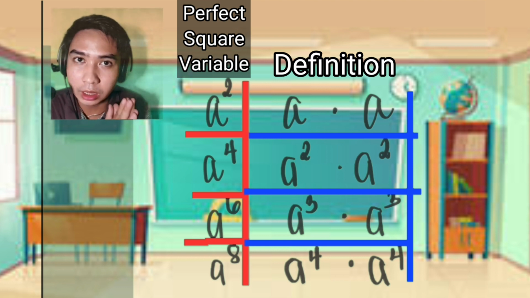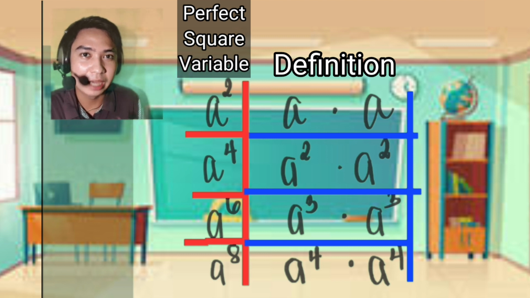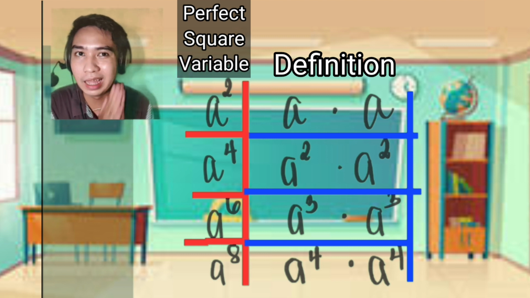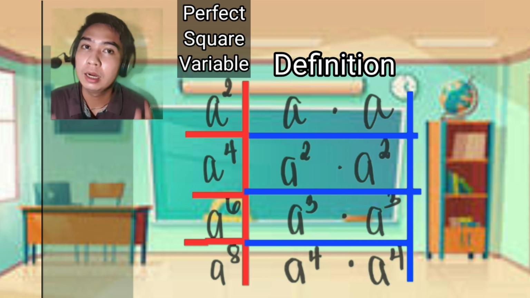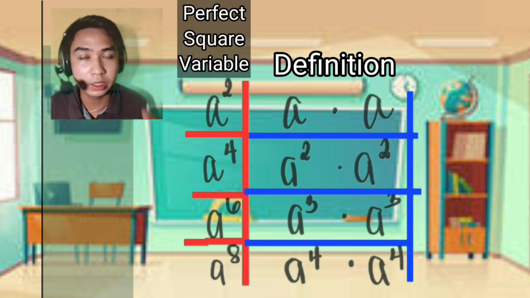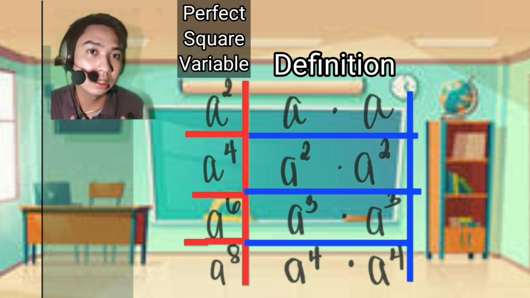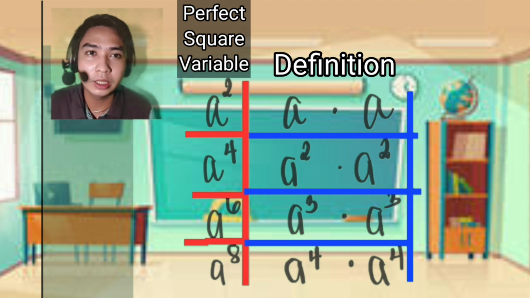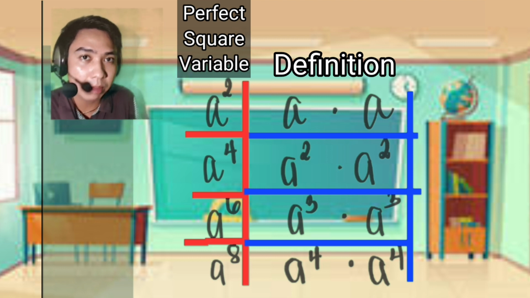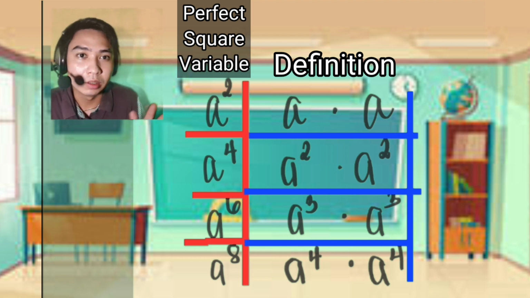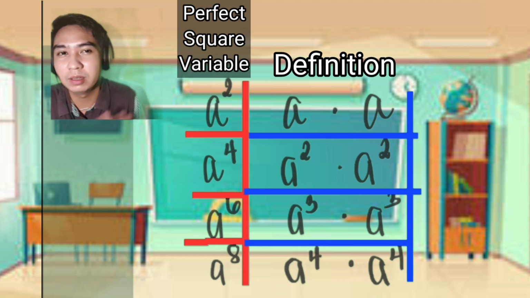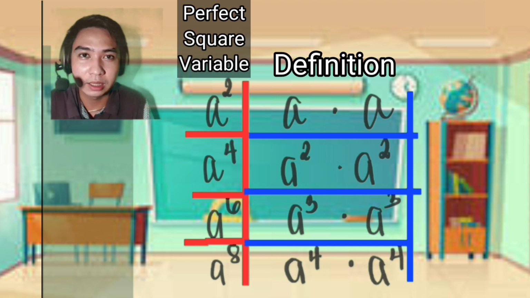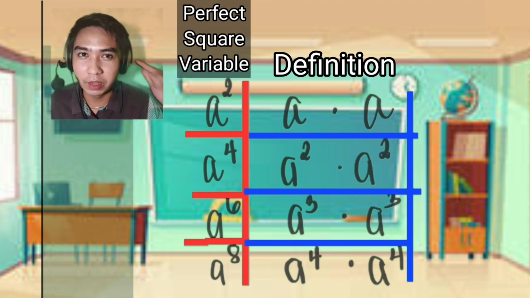Hanggat ang exponent ng isang variable ay even numbers. Ano ba yung mga even numbers? 2, 4, 6, 8, 10, 12, 14. So, walang katapusan yun. As long as even numbers, yung tawag sa variable na yun ay perfect square variable. Halimbawa yan, a squared, a raised to 4th power, a raised to 6th power, a raised to 8th power. So, hindi pa dyan nagtatapos. Meron pang a raised to 10th power. Okay? So, kapag nakakita ka na ng letter at ang exponent niya ay even number, so automatically, mga kamatik, yun ay perfect square variable.